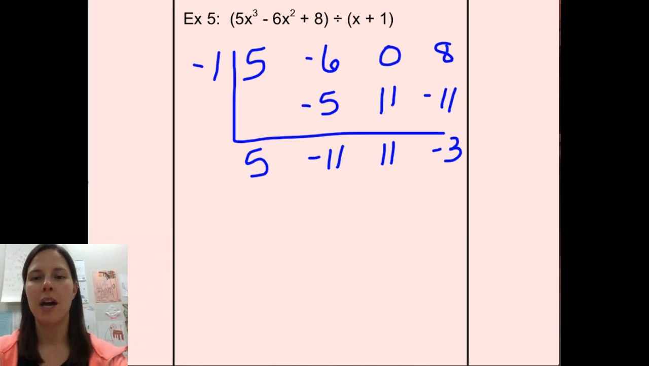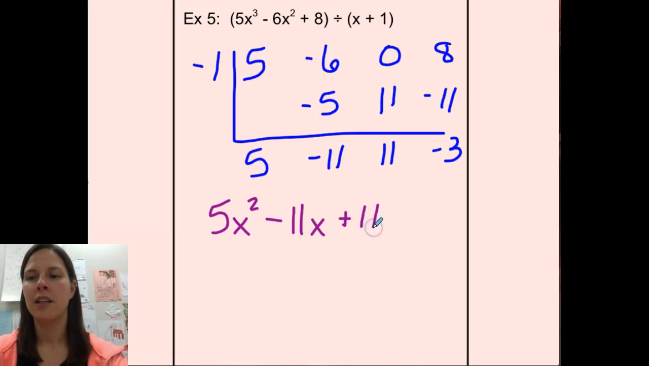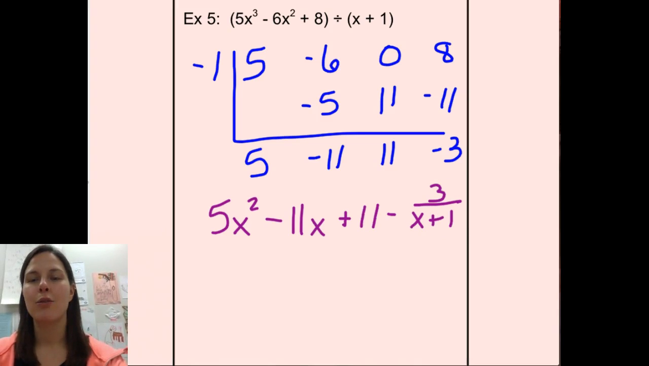Putting those variables back by dropping a power, we start with 5x squared minus 11x plus 11. And then again, we do that remainder. In this case, our remainder is negative, so I can do minus 3 over that x plus 1 that we are dividing by. Notice I went back to the x plus 1 that was actually what we're dividing by and not that minus 1 when I pulled it out of the asylum.